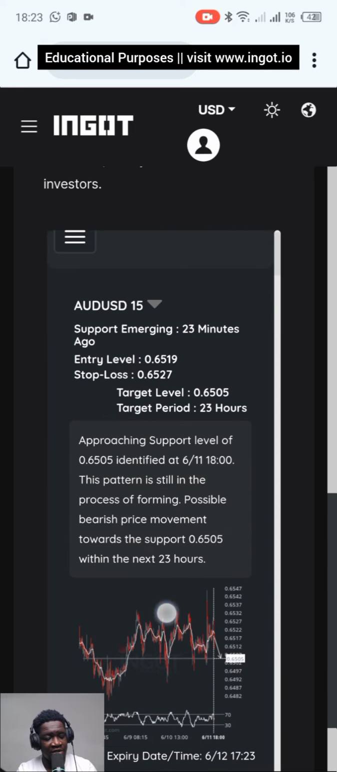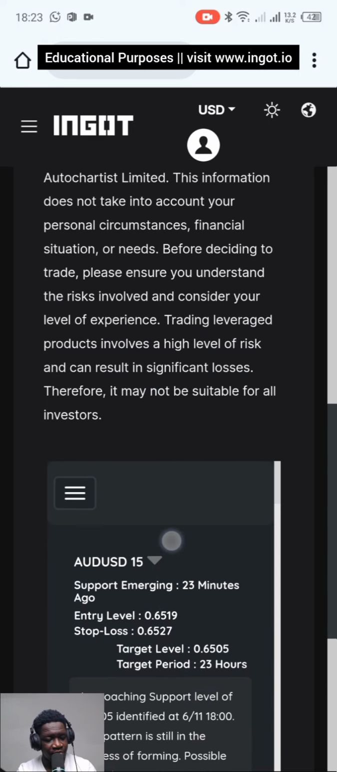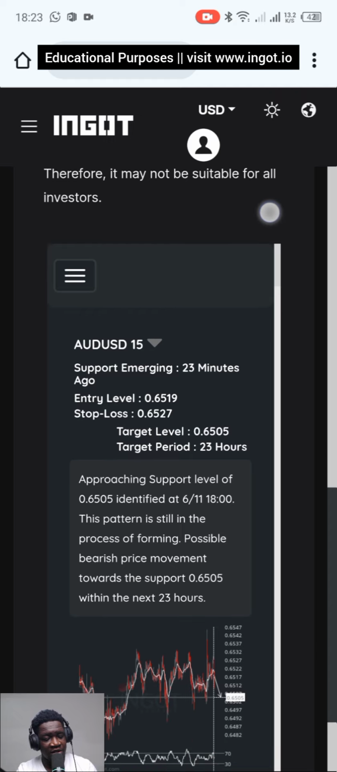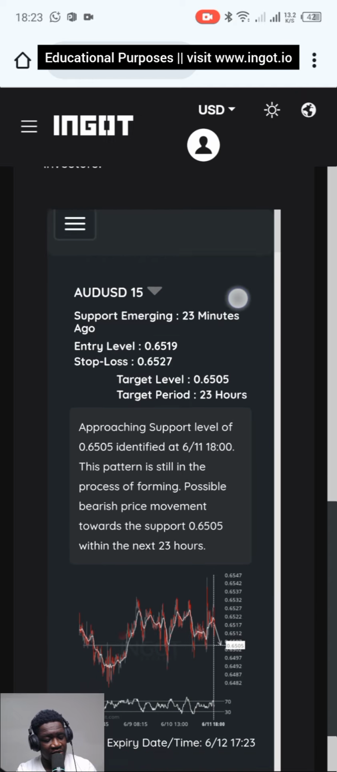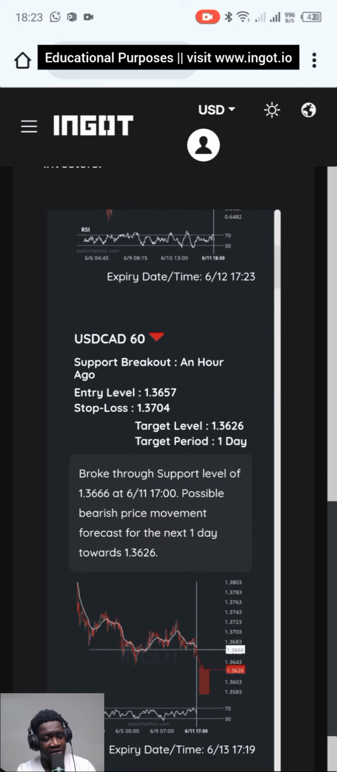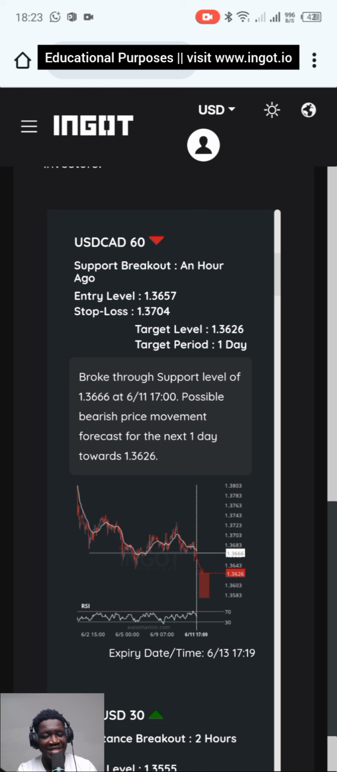So for instance, we want to trade this. Sorry, a moment. Let's use this. Okay, you see USD CAD. You see the red arrow there. It tells you that you are looking at placing a trade that will go down. It's just a sell trade that you want to place.